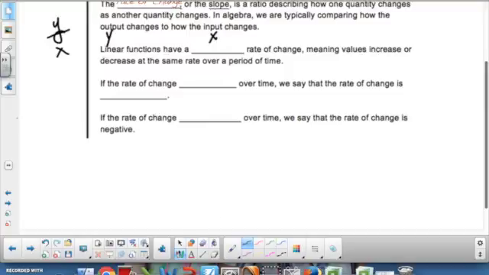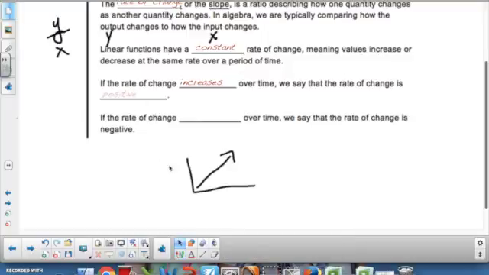Linear functions have a constant rate of change. That's one of the things that makes them linear. When we graph it, it turns into a line because of that constant slope. So values increase or decrease at the same rate as your y changes. If the rate of change increases over time, so thinking about a graph, that would mean that as time goes on, your line is pointing upwards, we say that that rate of change is positive. So this line would have a positive slope.